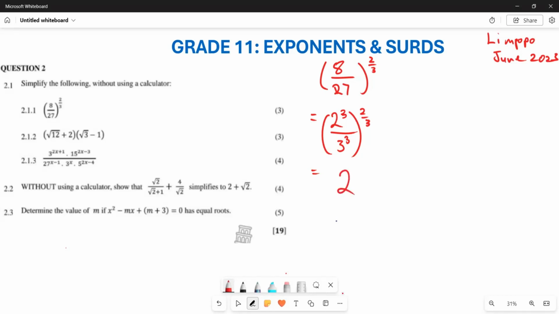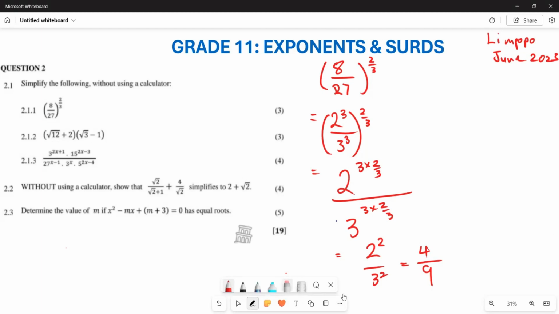So this is the same as 2 to the power of 3 multiplied by 2 over 3, divided by 3 to the power of 3 multiplied by 2 over 3. The 3s cancel each other, which means you are left with 2 squared divided by 3 squared. That is 4 over 9. So this is how you do this particular question.